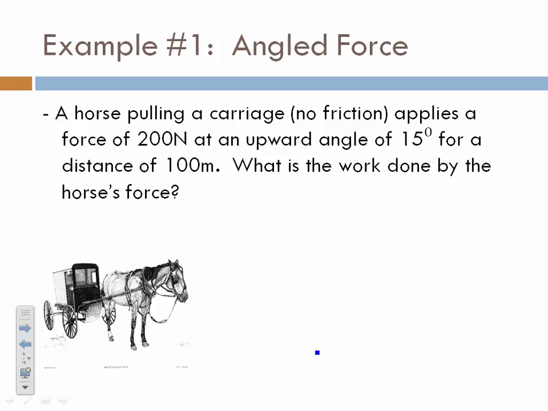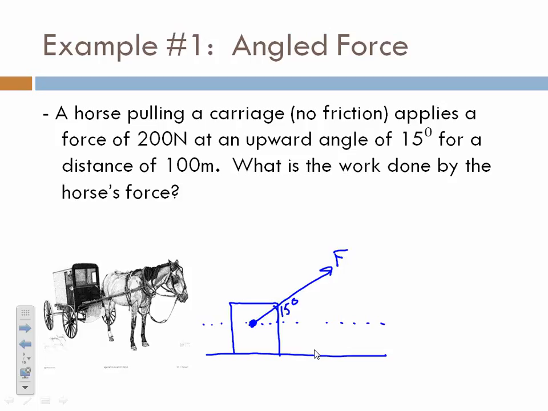All right. So the first thing that I want to do here is actually draw a diagram of what's happening in the situation. All right. Here is the carriage. All right. And there are forces that are acting on this carriage. So the horse's force, all right, is directed at an upward angle of 15 degrees. So this is the force that we're talking about, and this is the angle that we're talking about.